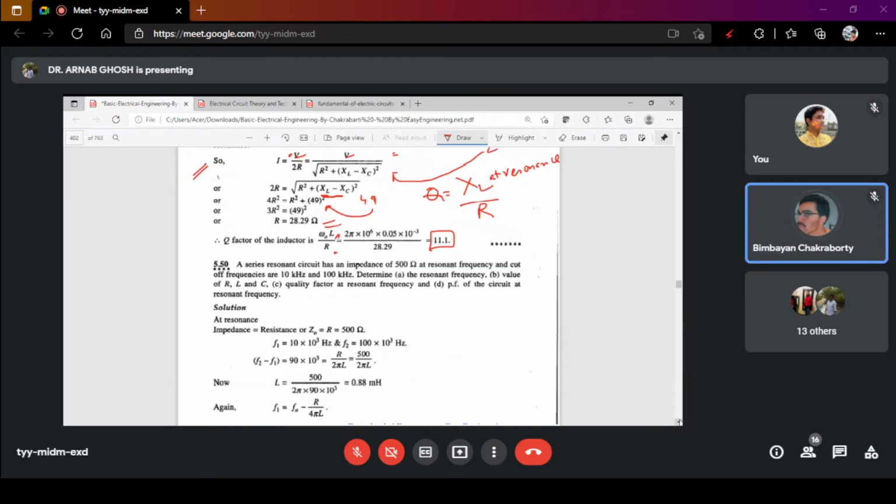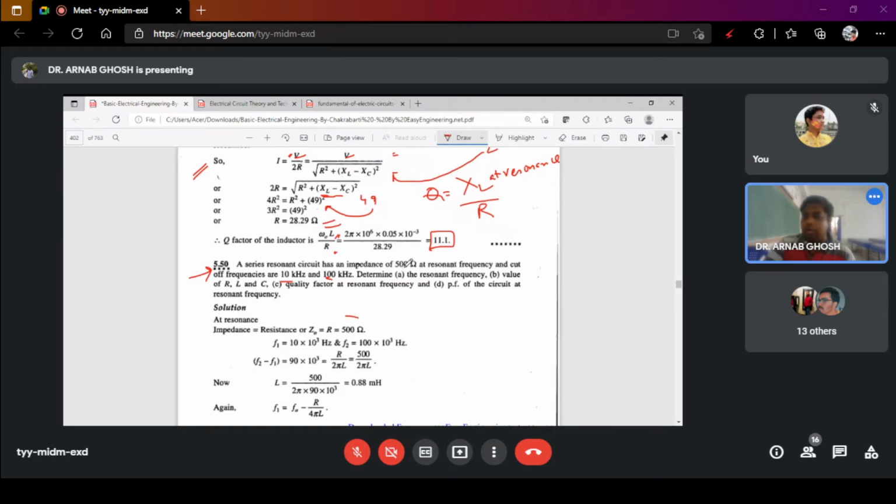Yes, sir. Right. So now next, you look at this problem 5.50. Look at this problem. Here also you have been given the two cutoff frequencies. You are given a resistance at resonant condition. So you have to calculate the resonant frequency, the value of R, L and C, and the quality factor at resonant frequency.